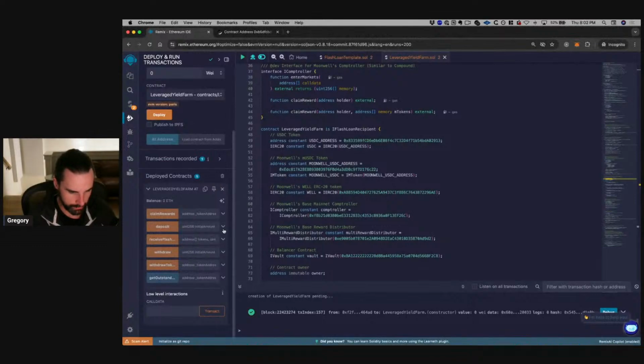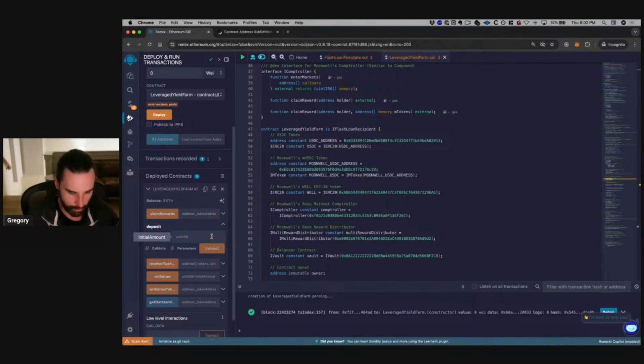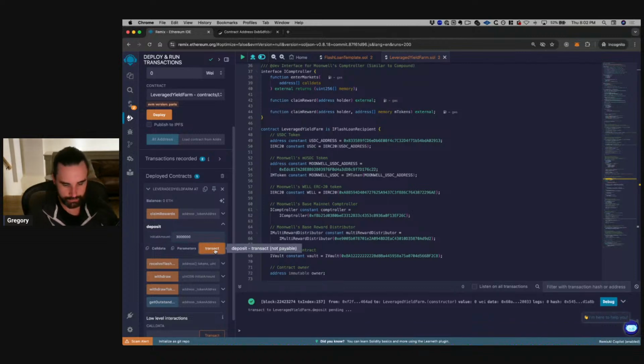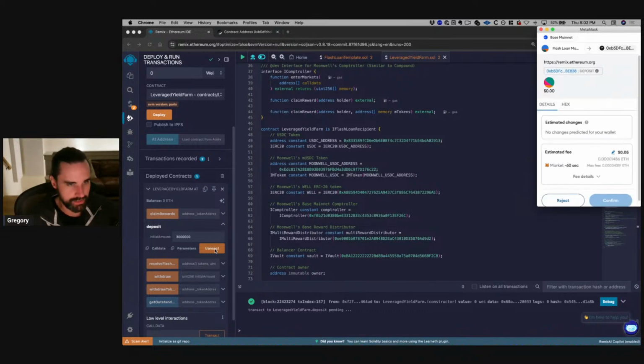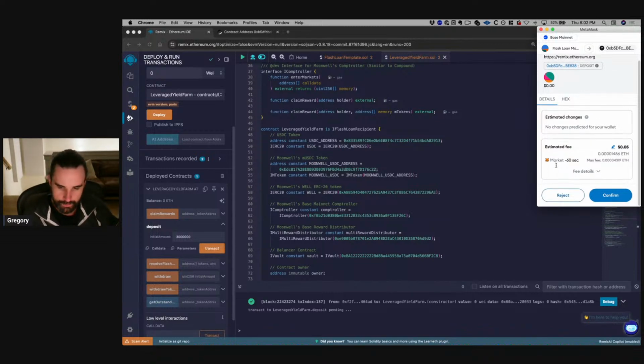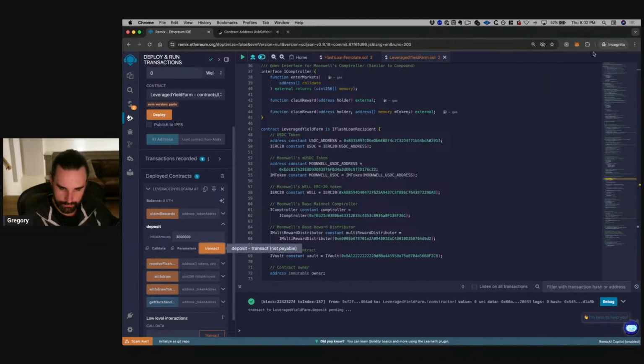So we're going to click this deposit function. We're going to do the drop down here. So for the initial amount, we're going to do 3 and then just followed by 6 zeros. 1, 2, 3, 4, 5, 6. All right, click transact. So don't do $3.01. You need to leave a little bit of USDC in your contract. So just do 3. It cost me 5 cents to do this transaction. Click confirm.